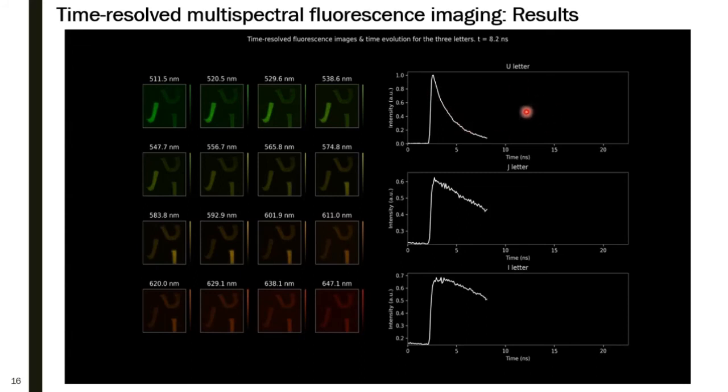So the U letter has a very fast decay time, and both letters J and Y, which are different fluorophores, have a different decay time.